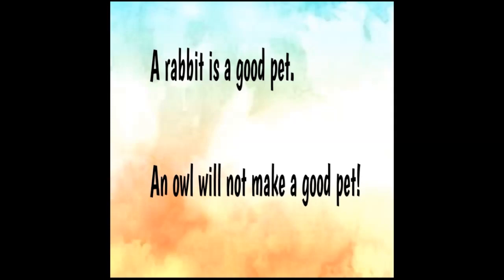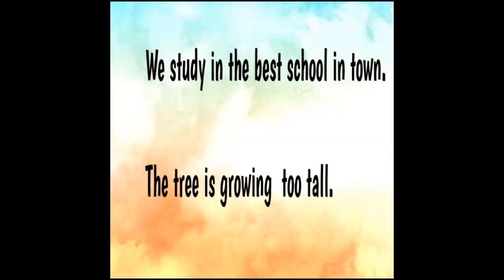On the other hand, the is a definite article, meaning the speaker is referring to a specific noun. Now, if we see the examples: We study in the best school in town, don't we, children? Of course, yes. The tree is growing too tall. Here, the speaker is speaking about a particular tree and a particular school. It's not a general category, but only one tree or one school. Now, that's important. When your meaning is specific, use a definite article.